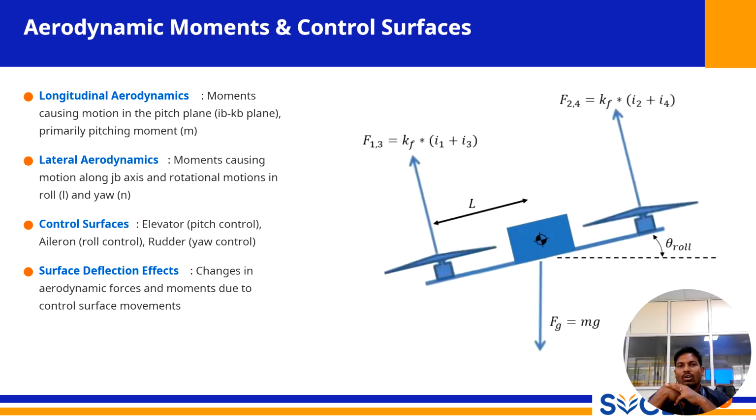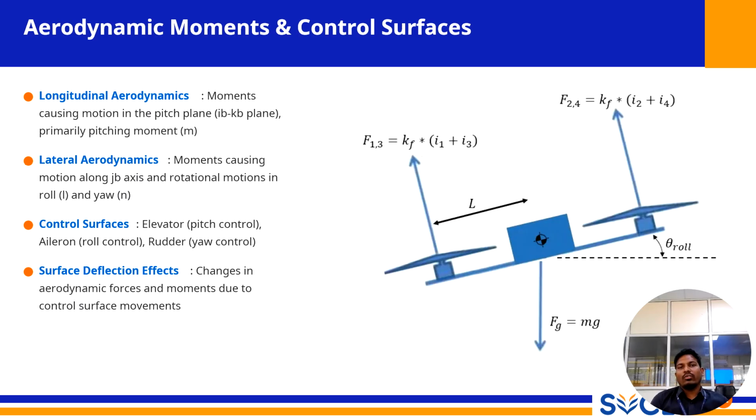The first is longitudinal aerodynamics. This category deals with the moment causing motion in the pitch plane. The pitch plane is a vertical plane that cuts through the aircraft from nose to tail. The primary pitching moment, M, is the torque that causes the nose to pitch up or down. Managing this moment is fundamental to controlling the aircraft's speed and altitude.